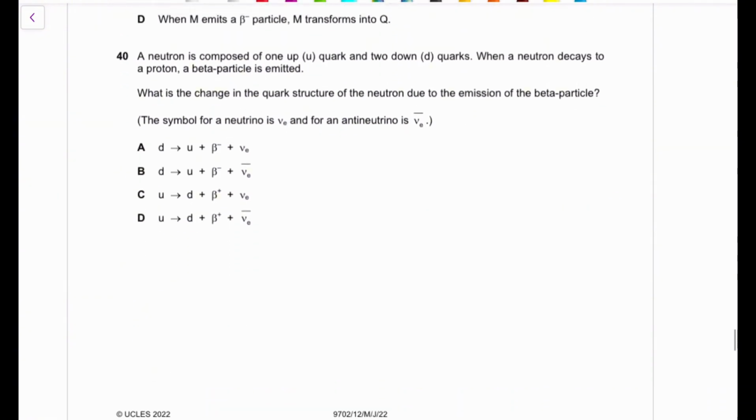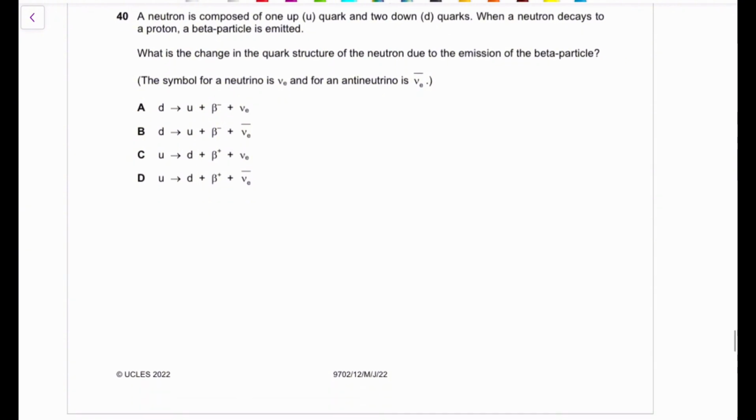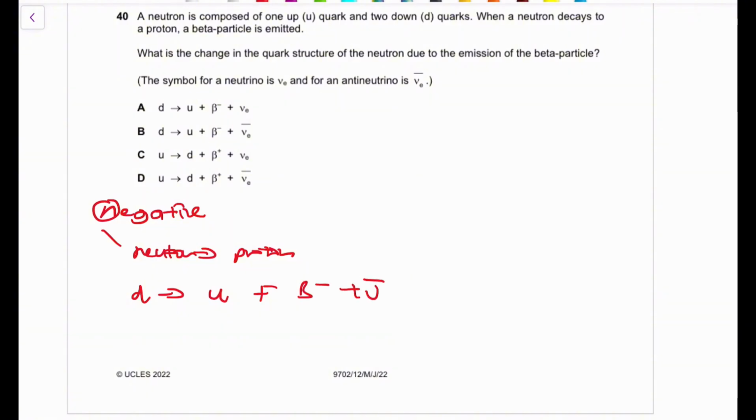Move on to our last question, question 40. A neutron is comprised of 1 up quark and 2 down quarks. When a neutron decays into a proton, a beta particle is emitted. What is the change in the quark composition of a neutron during the emission of a beta minus particle? So remember this, beta minus, like I always say, right? Beta minus, this N means that it's a neutron that turns into a proton, right? So it's a down quark that is turned into an up quark, releases a beta negative and an electron antineutrino. And the answer is B.